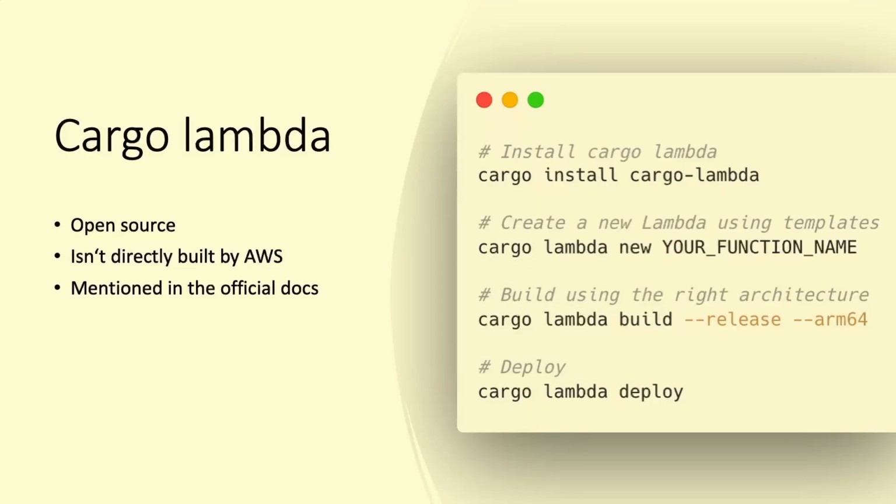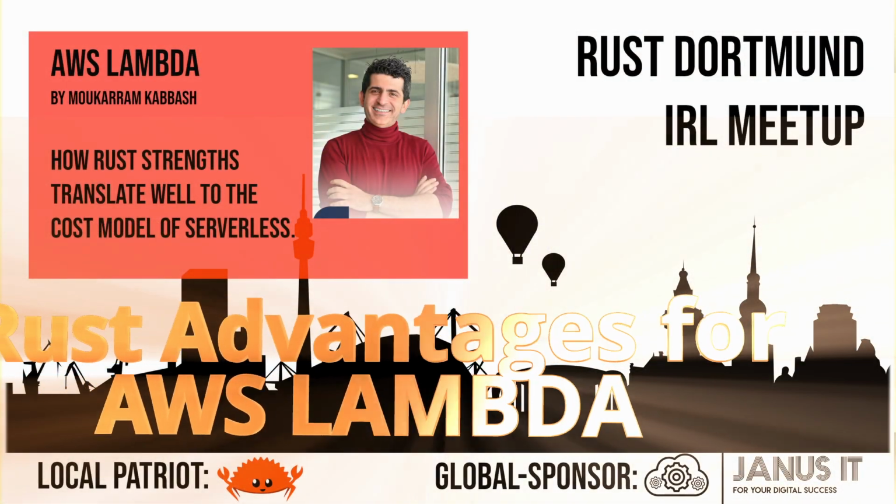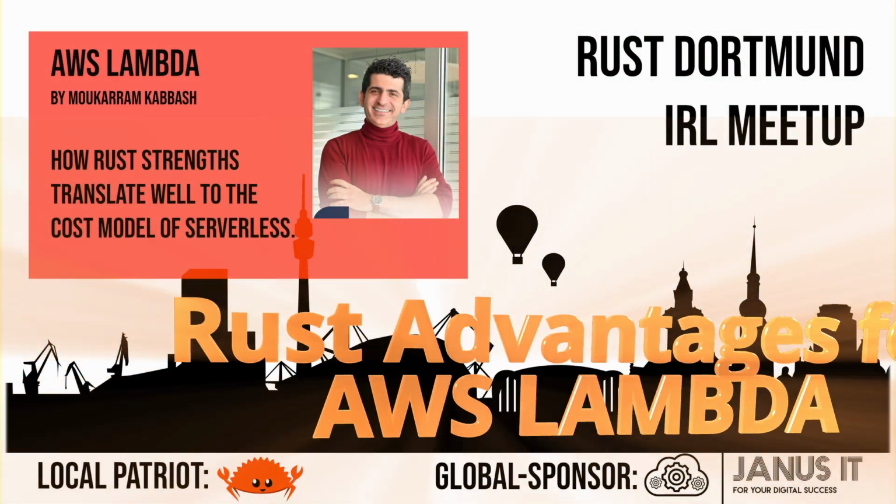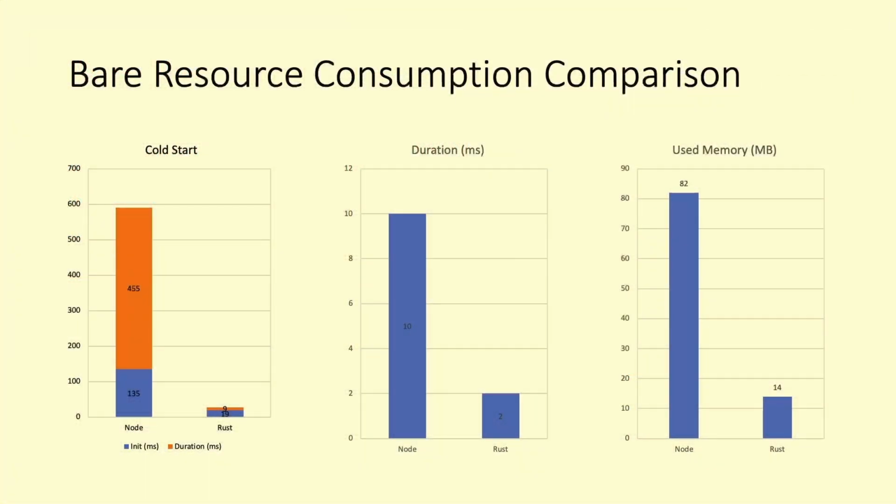Okay, so now we can create a Lambda with Node with no hassle at all, and with some additional steps, create a Lambda with Rust. So why should we care? What are the advantages? Let's compare the bare resource consumption. I call it bare because it's really not loading any libraries, not doing anything, just a simple Lambda function returning the same result all the time, both in JavaScript on Node, and in Rust.